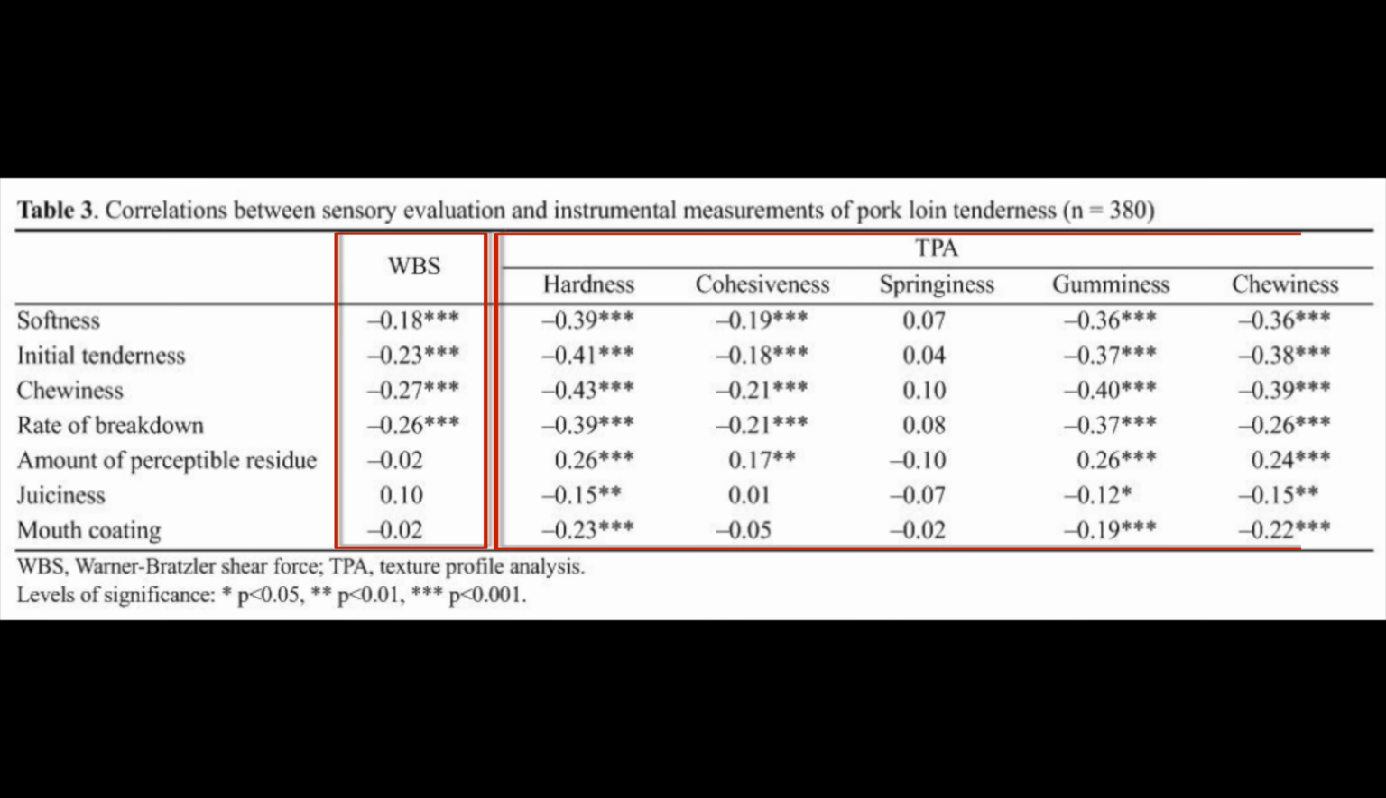As seen in this chart, TPA tests can give more information on a meat product than Warner-Bratzler, and the measurements have been shown to have higher correlations with sensory results.